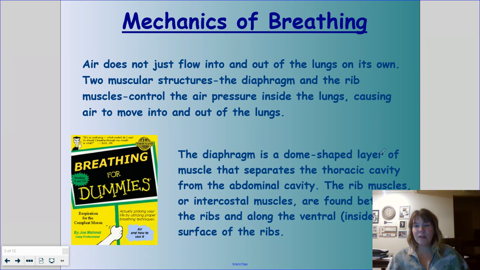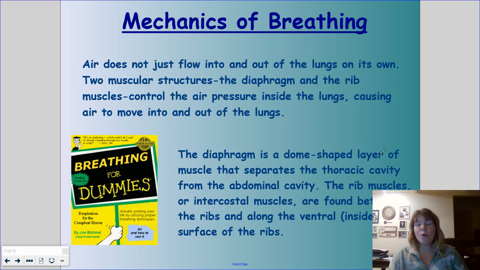So the diaphragm is like a dome shape. If you think of what a dome looks like, think of a circle but cut in half. It's a dome shape that separates your thoracic cavity, so essentially your chest, from your stomach or your abdominal cavity. And the rib muscles, or your intercostal muscles, are found in between each and every single one of your ribs, along the sides underneath your armpits, not in the front. Just along the sides, and they're just on the surface.